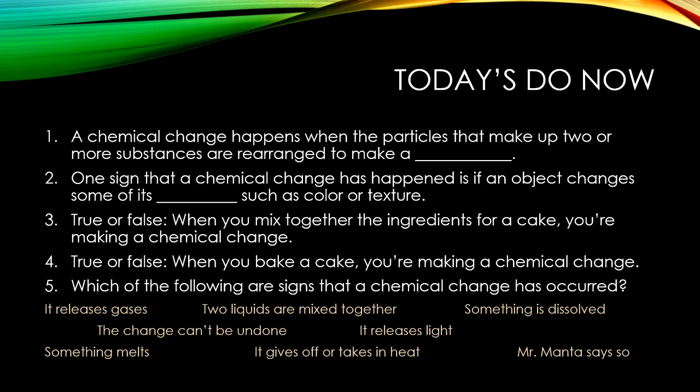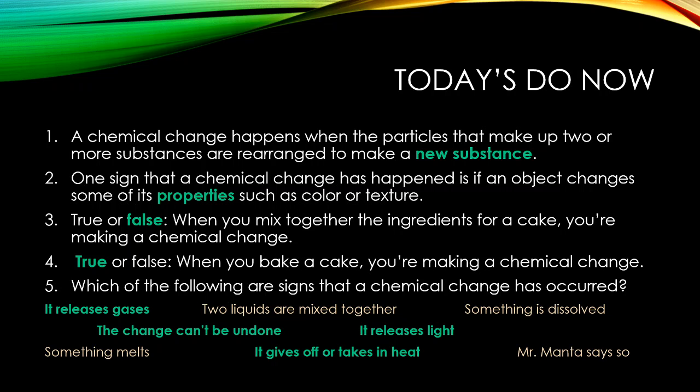Alright, I'm now assuming you've unpaused, you've answered these 5 questions in your notebooks, because here are the answers. Number 1, a chemical change happens when the particles that make up 2 or more substances are rearranged to make a new substance. That's what makes something a chemical change. You create a new substance from old stuff. 2, one sign that a chemical change has happened is if an object changes some of its properties, such as color and texture. Yesterday we talked about baking a cake or burning a match as examples of chemical changes.